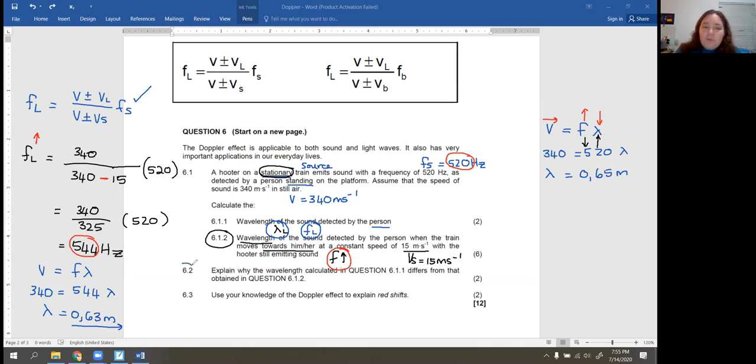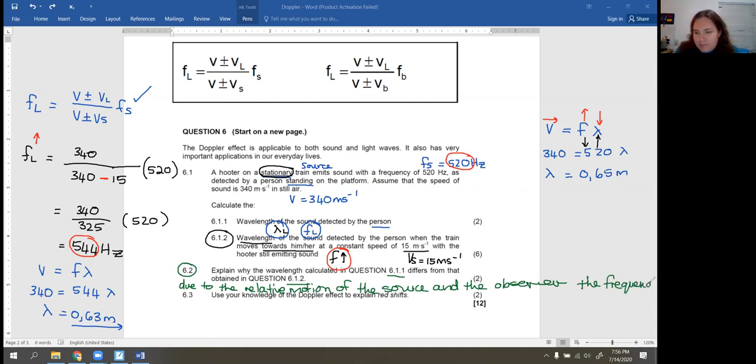All right. The question 6.2 then says, explain why the wavelength in 6.1.1 differs from that obtained in 6.1.2. So I would say here something like, due to the relative motion of the source and the observer, the wavelength, let's go with frequency. The frequency increases. You may want to say something about them moving towards each other, the relative motion of the source and the observer towards each other. The frequency increases, and therefore, since the frequency increases, the wavelength decreases.